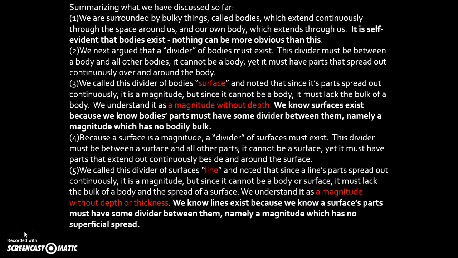This divider must be between a surface and all other parts. It cannot be a surface, yet it must have parts that extend out continuously beside and around the surface. We called this divider of surfaces line, and noted that since a line's parts spread out continuously, it is a magnitude. But since it cannot be a body or surface, it must lack the bulk of a body and the spread of a surface. We understand it as a magnitude without depth or thickness. We know lines exist because we know a surface's parts must have some divider between them, namely a magnitude which has no superficial spread.